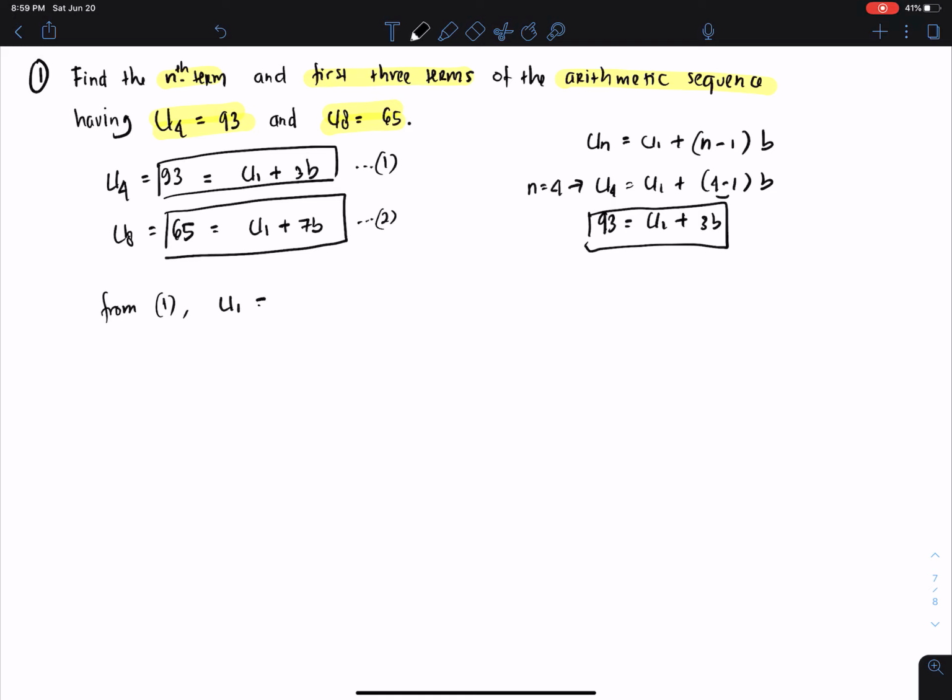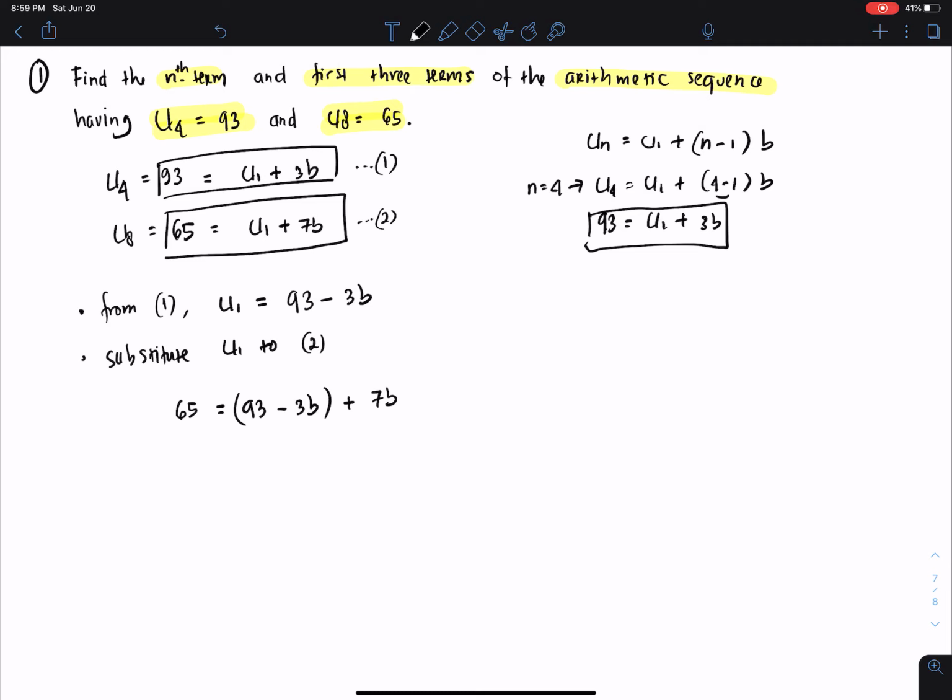From 1, we have U1 equal to 93 minus 3b. Alright, so I'm going to substitute this U1 into equation 2. So I'm going to have 65 equal to 93 minus 3b plus 7b. This is after substitution.